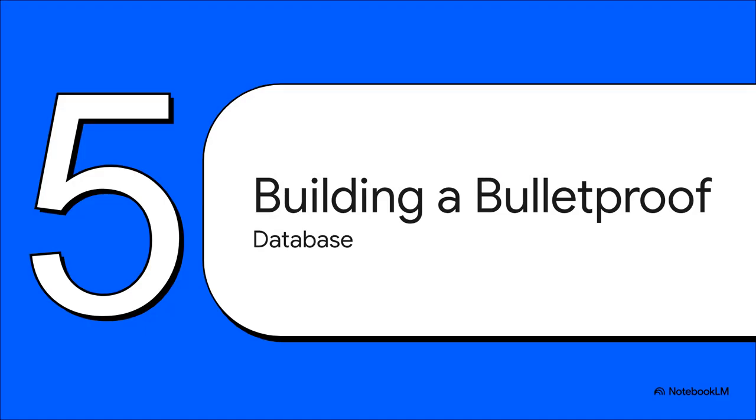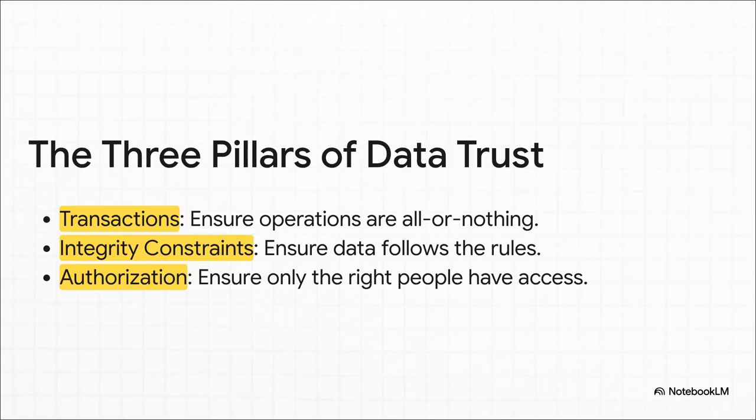So let's step back and bring this all together. We've basically looked at three huge potential problems and the three powerful solutions that create the rock-solid foundation for any system you can really rely on. And here they are, the three pillars of data trust. You've got transactions, making sure our operations are always all or nothing. You've got integrity constraints, making sure the data itself is valid and follows the rules. And you've got authorization, making sure only the right people can get their hands on it.